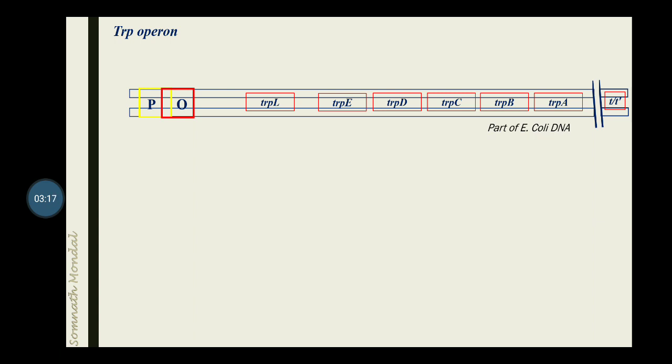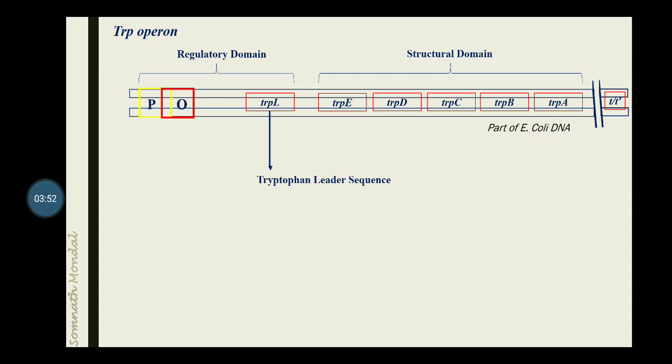Thereby, in the whole structure, the regulatory domain contains the promoter, operator, and the tryptophan leader peptide, or leader sequence rather. And in the structural domain, from where the mRNA will be biosynthesized and followed by the formation of enzymes, the tryptophan biosynthesizing enzymes fall under the structural domain. Now, what about the TRPL, that is the tryptophan leader sequence? Let us have a look.